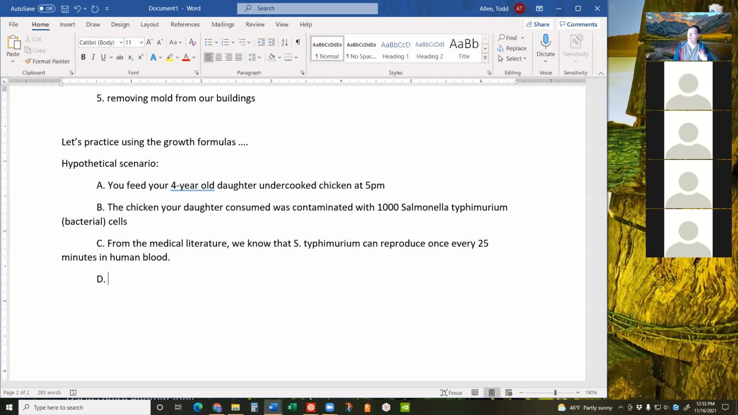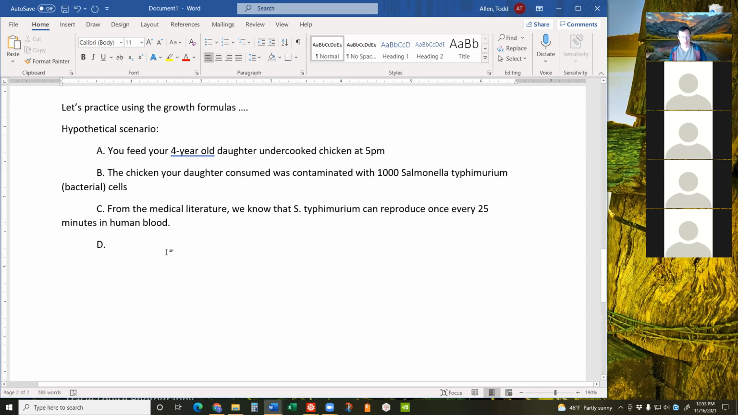All right, so you fed your 4-year-old daughter undercooked chicken, 5 o'clock at a cookout, a barbecue. The chicken contained 1,000 cells of bacteria. We know that the bacteria is capable of reproducing itself once every 25 minutes in the human bloodstream. Next piece of the puzzle.